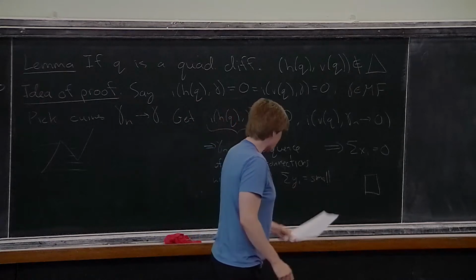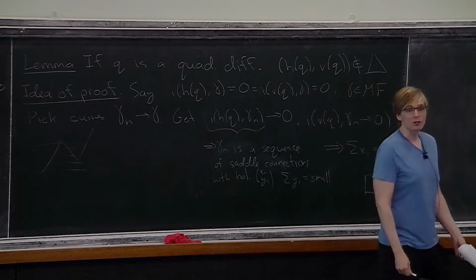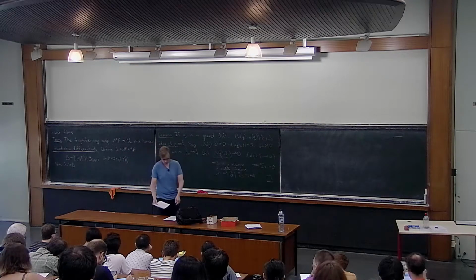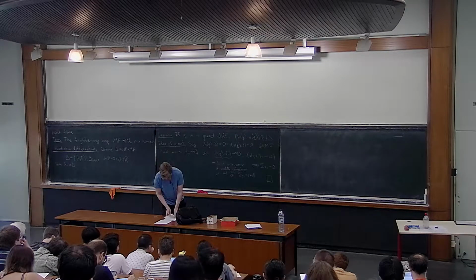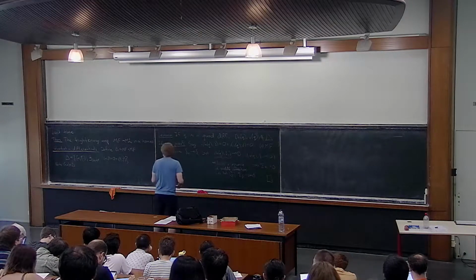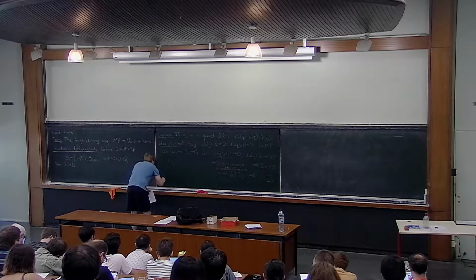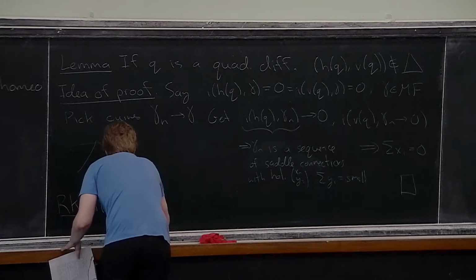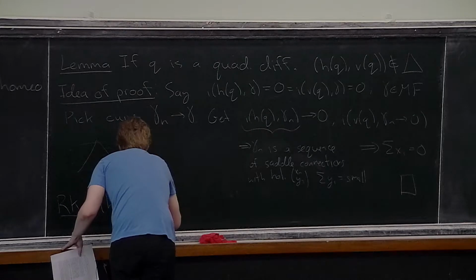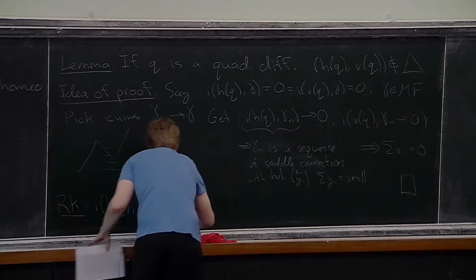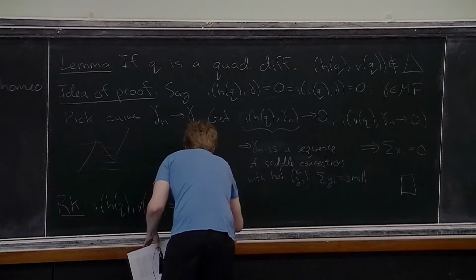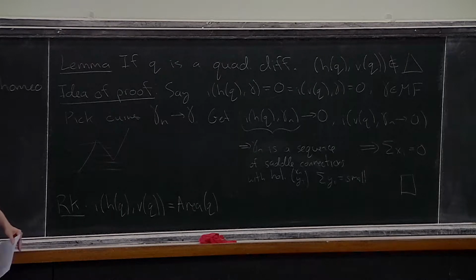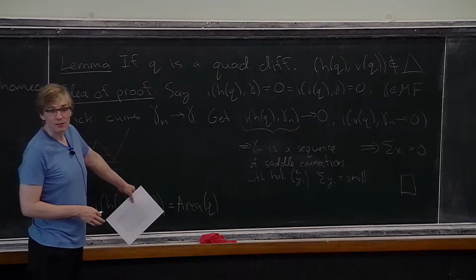OK, so we get a map from the bundle of quadratic differentials to MF cross MF minus delta. And maybe I'll just make one remark before we talk about that map a little bit more. So remark: the intersection number of the horizontal foliation and the vertical foliation is the area of Q. Some of you very astutely pointed out last time that this intersection number seemed a bit like an area. And so it is actually area for quadratic differentials.